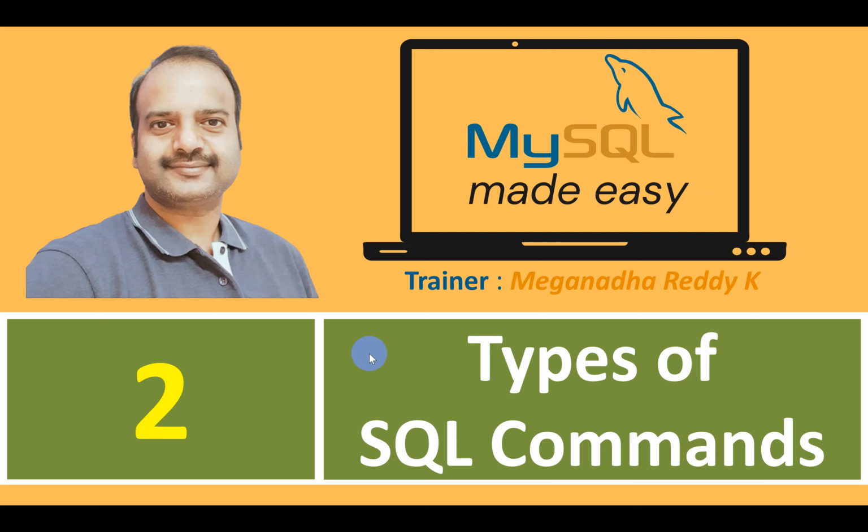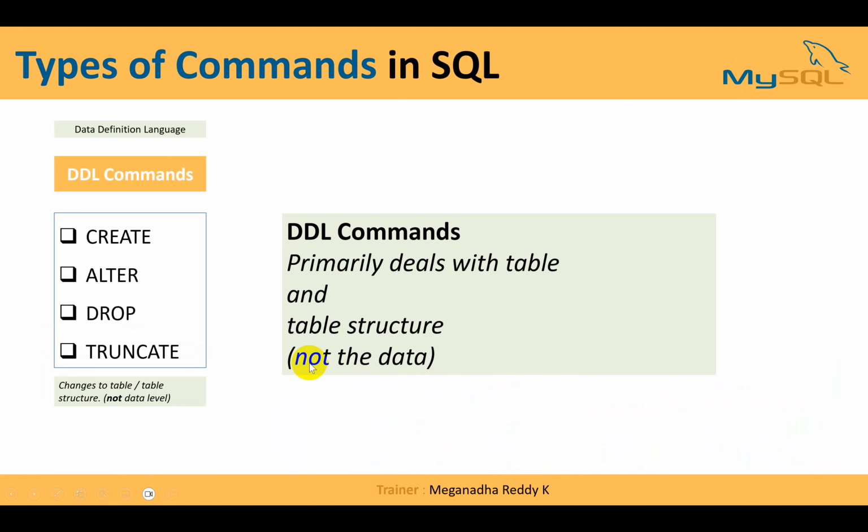So let's get started. The first thing that we have is DDL commands. DDL stands for data definition language. In DDL commands, we have create, alter, drop, truncate. All these four commands primarily deal with the table and not the data. So creating a table, altering a table, dropping a table, truncating a table. When you want to work on MySQL, first you have to create a database and then you have to create tables. Once you have tables, you need to insert the data into them. So these DDL commands primarily deal with the table structure and not the data.